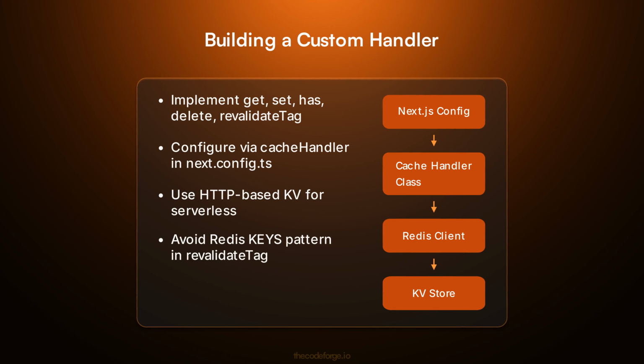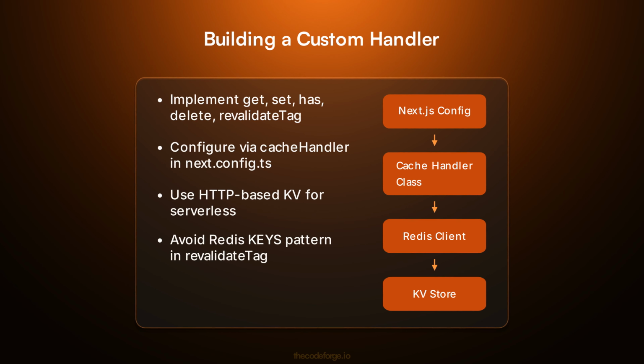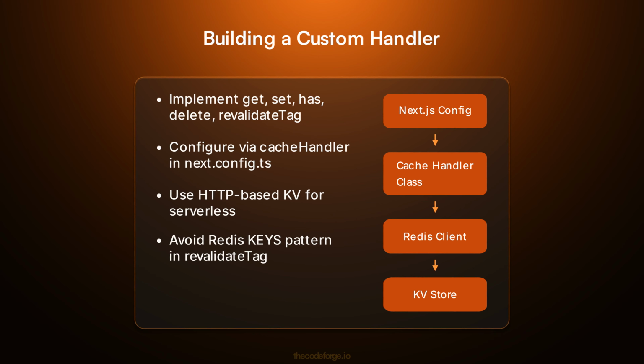The Custom Cache Handler API lets you replace the default file system cache with any key value store. The handler is a class that implements 5 methods: get, set, has, delete, and revalidateTag. Next.js calls these methods for every cache operation during rendering.